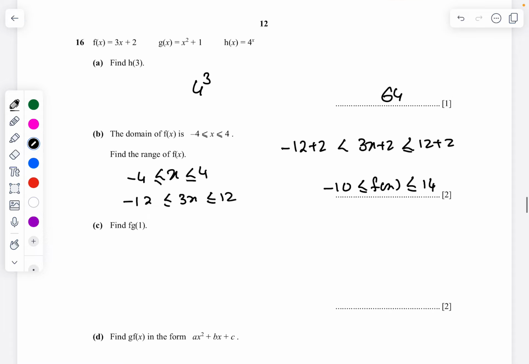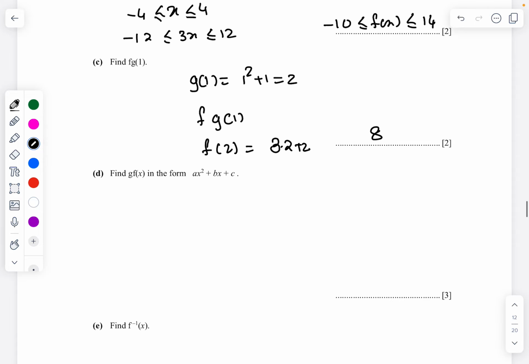Find f of g of 1. So g of 1 is going to be 1 square plus 1, which is 2. So f of g of 1 is f of 2. f of 2 is nothing but how much? 3 times 2 plus 2, which is going to be 8.